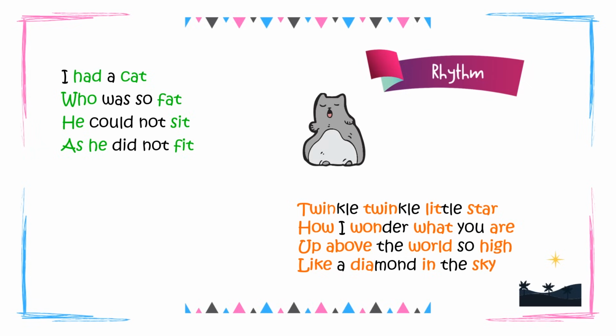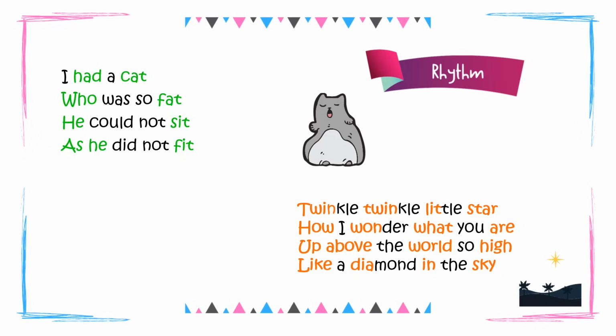Let's read it together. Twinkle, twinkle, little star, how I wonder what you are. Up above, the world so high, like a diamond in the sky. The letters in orange are the stressed syllables in each word. Now let's read it with rhythm. Twinkle, twinkle, little star, how I wonder what you are. Up above, the world so high, like a diamond in the sky.